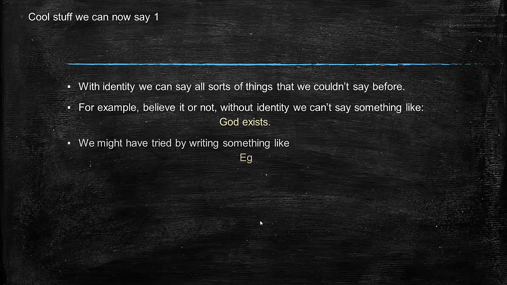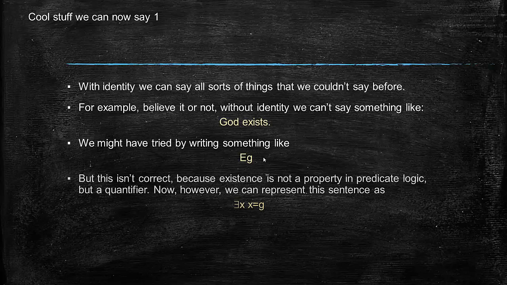Now, you might have tried. You might have said, well, why not? Why not just say big E, little g, exists God? The problem with that is that existence is not a predicate. It's not a property in predicate logic. Existence is, as you know, a quantifier. I'm just going to say that it is a quantifier. This actually masks a lot of debate, a lot of historical debate about the nature of existence. Is existing a property of an object? Was a really long philosophical debate.